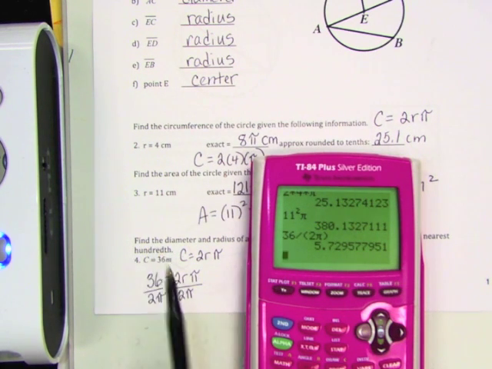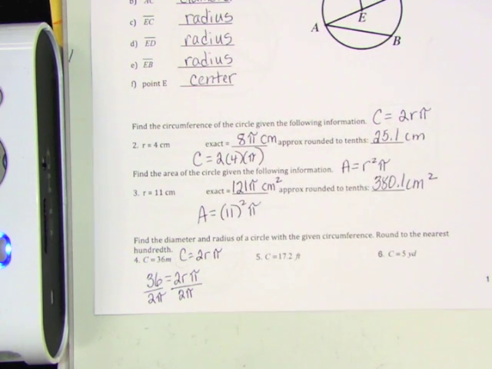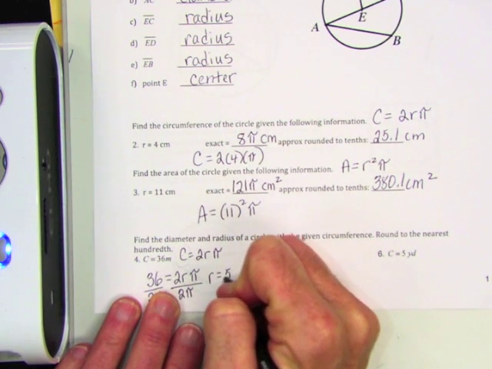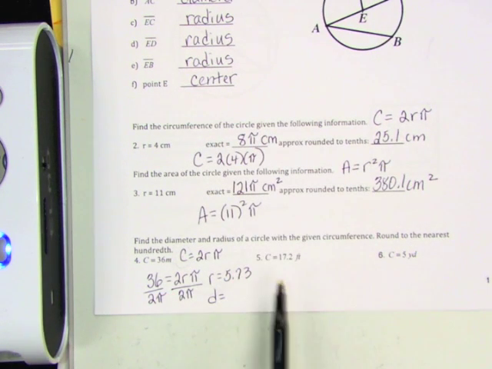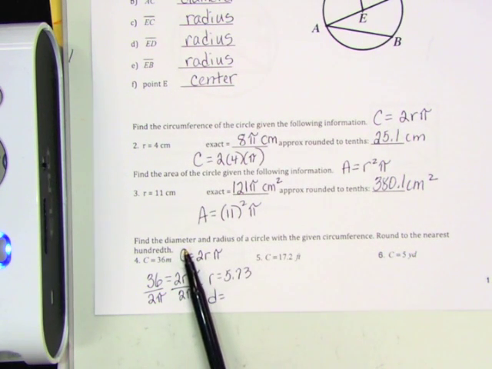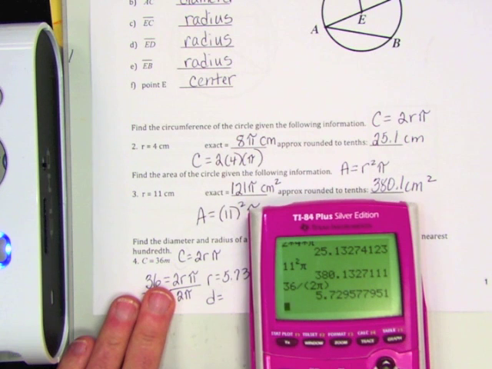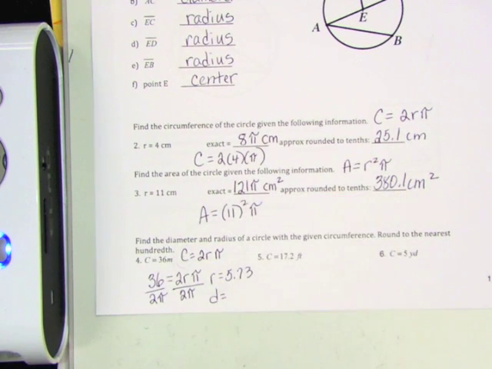and I'm going to round to the nearest hundredth because I'm following my directions and it says round to the nearest hundredth. So 5.73 is my radius. My diameter will be calculated by taking my radius and multiplying it by 2. So 5.73 times 2 is 11.46.